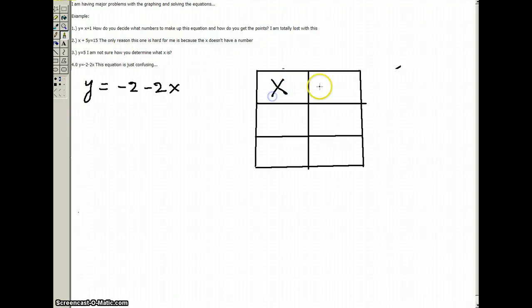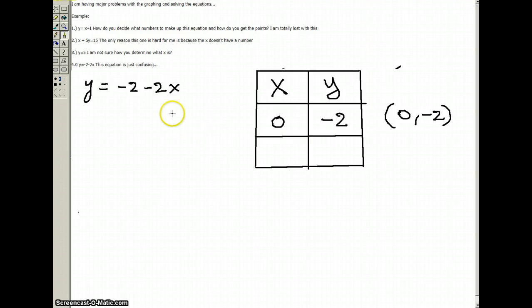I always use x, y. This is x, and this is y. And now let's go ahead and take x equals 0. I always like to take x equals 0, so this whole thing becomes 0 because negative 2 times 0 is 0. So what would be y? y is negative 2. That's it. So we got the first point, 0, negative 2.